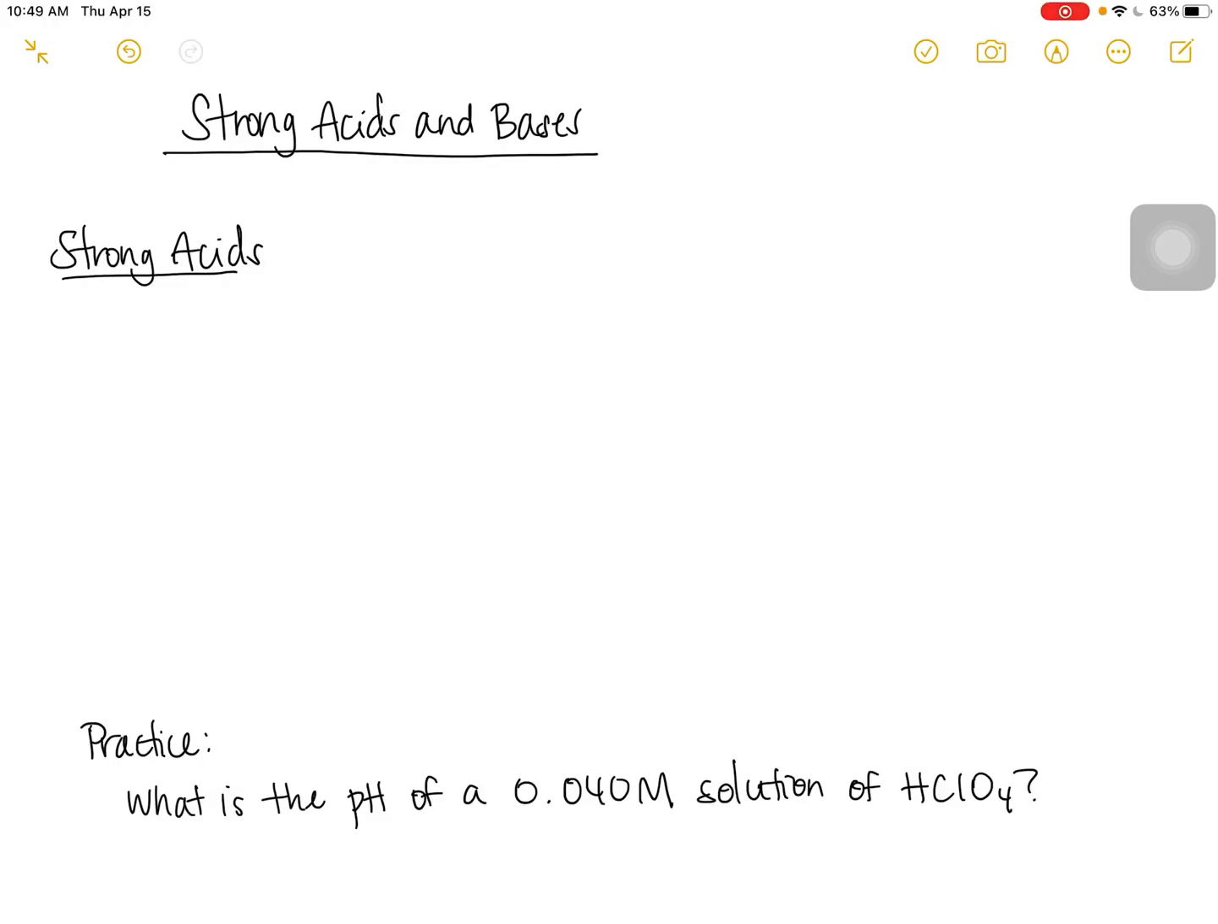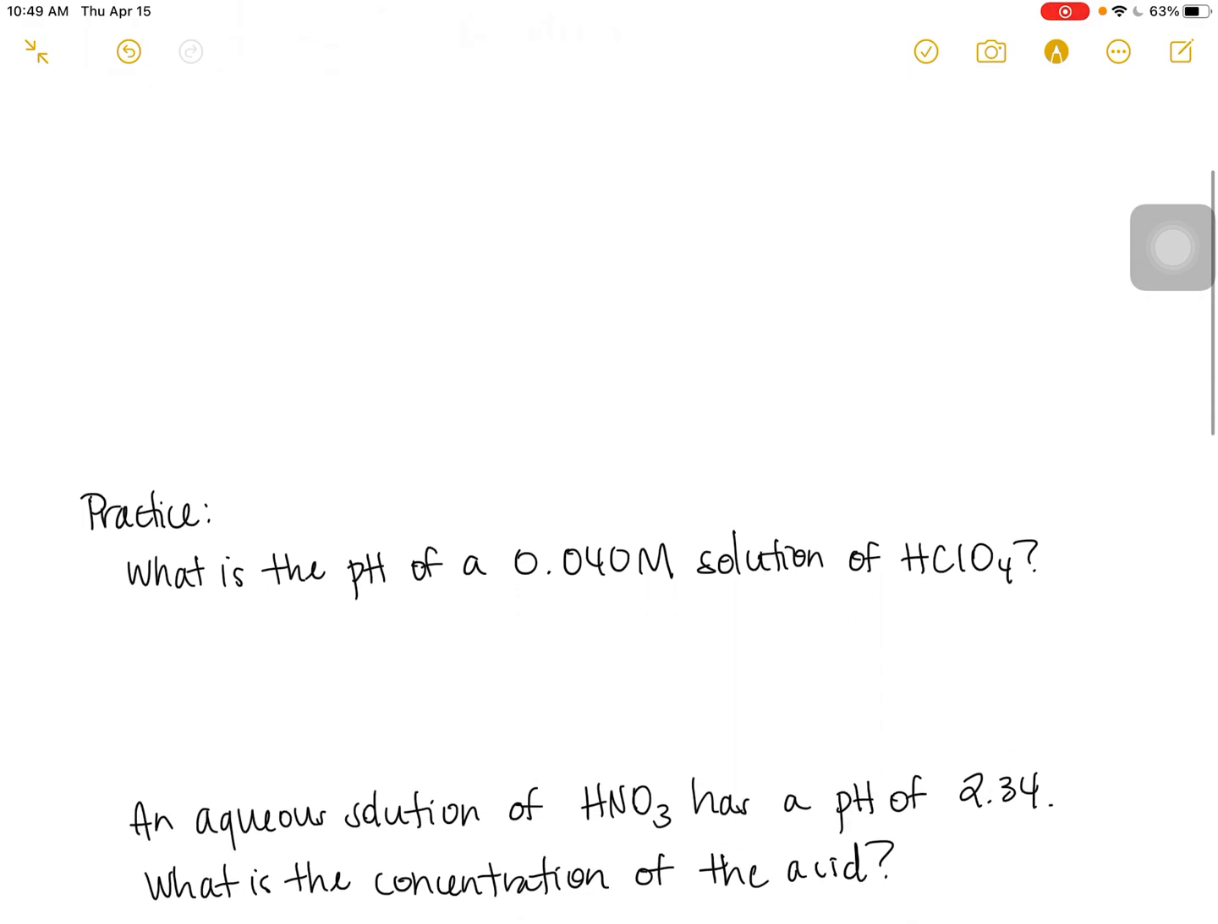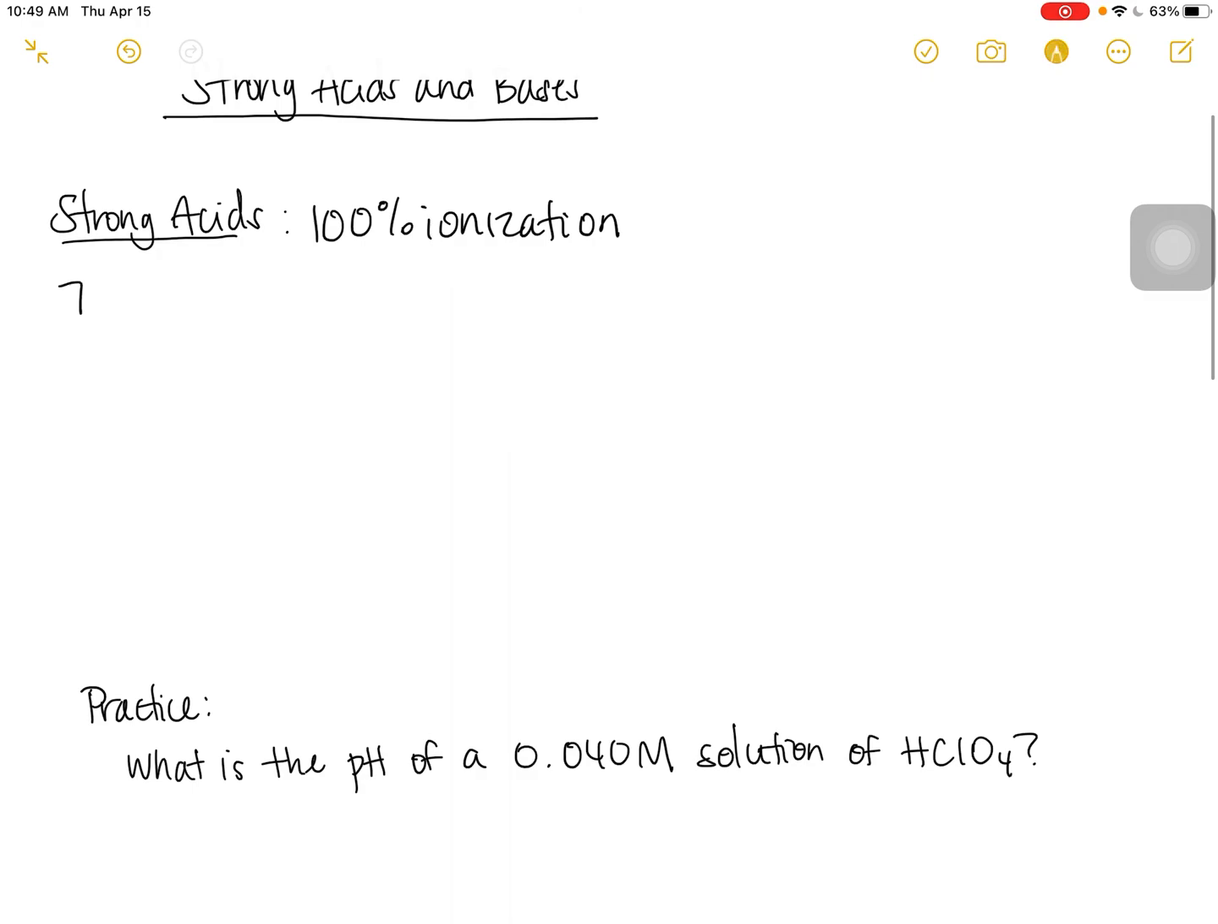All right, this video is on pH calculations of both strong acids and bases. And so we're going to start talking about acids first. So of course, what is not new to us is that we have a category of acids that are considered to be strong, which means they have 100% ionization. There are 7 strong acids.